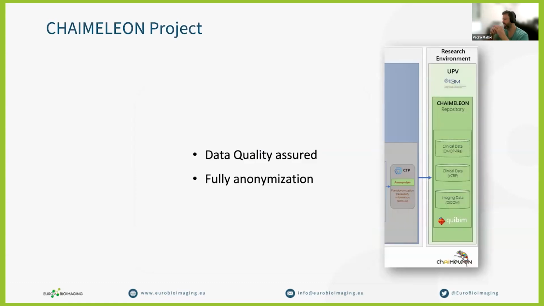And now this is the very end part of the slide. That means that when we are sure that the data quality is good enough, we fully anonymize the data, because now the data is going to leave the hospital. So we fully anonymize the data and we send it to the central repository. And in that case, the central repository is the repository where the users can access the data and can build the models and can train and so on.